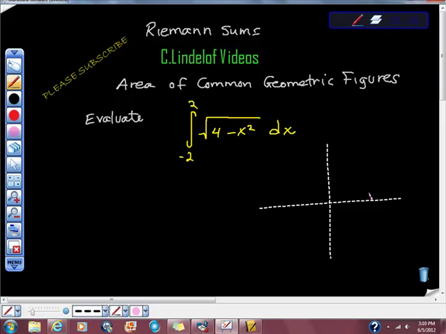This is just a semicircle, isn't it? And let's pretend it's a perfect semicircle, and it has a radius of 2, right? So wouldn't it look like this? This would be -2 right here, and this would be +2.